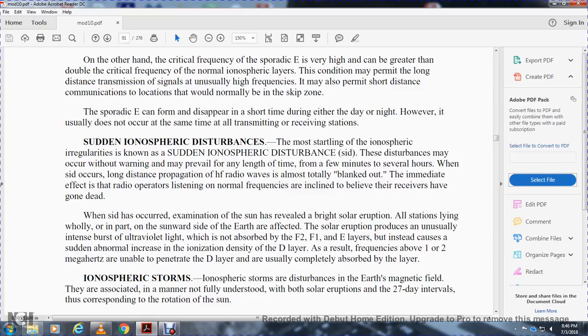Where a sudden ionospheric disturbance has occurred, examination of the sun reveals a bright solar eruption. Stations lying wholly or in part on the sunward side of the earth are affected by the solar eruption, which produces an unusually intense burst of ultraviolet light. This is not absorbed in the F2 and F1 layers, but instead causes a sudden and abnormal increase of the ionization density of the D layer.